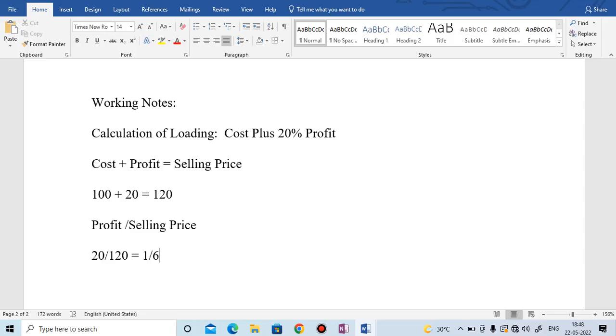Now this loading we have to calculate on 4 things by the ratio 1 upon 6.